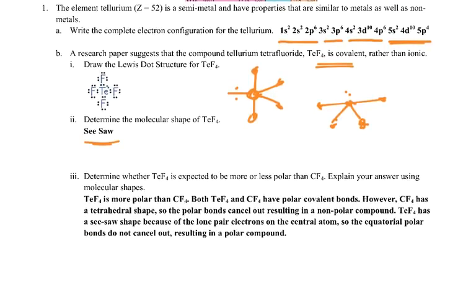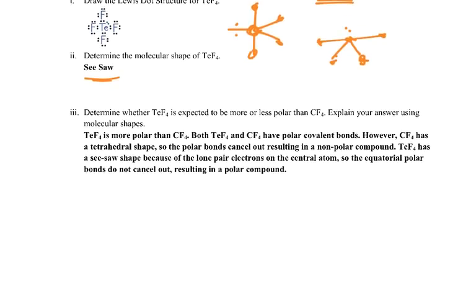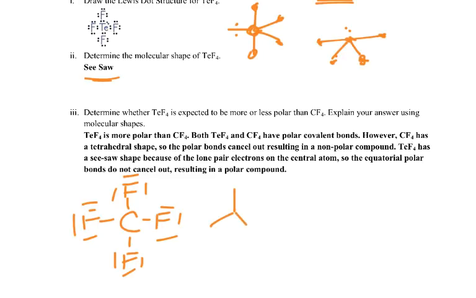Now, it's expected to be more or less polar than CF4. Well, carbon, family 4, it has 4 valence electrons. It's going to take those 4 valence electrons to hook on those 4 fluorines, so that's going to be tetrahedral. Now, even though CF, that's going to be a nice polar bond, and TeF4, that's going to be a polar bond, is it more or less polar?